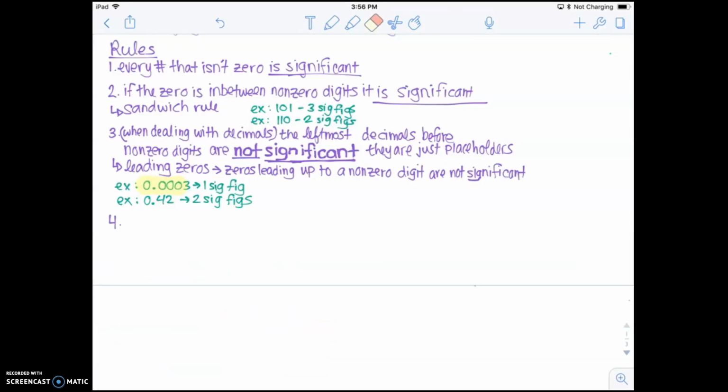All right, so the reason I erased that 0 after the 3 in the first example right there is because we hadn't gone over rule number 4 yet. So rule number 4 is zeros at the end of a number and to the right of a decimal are significant. So I'm going to redo that little example.